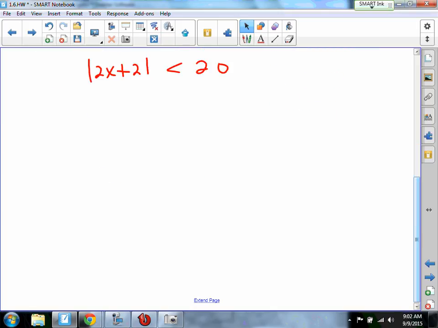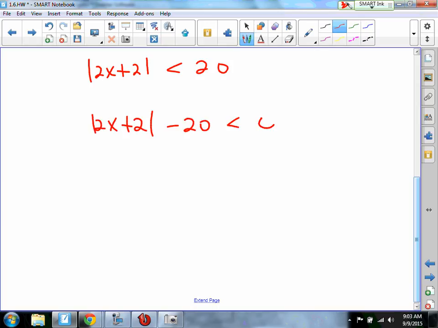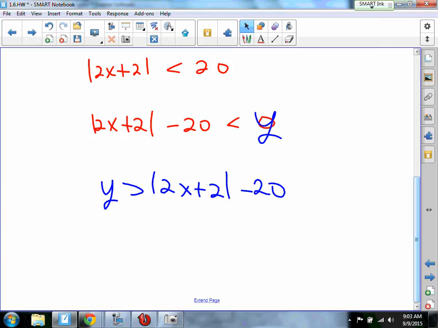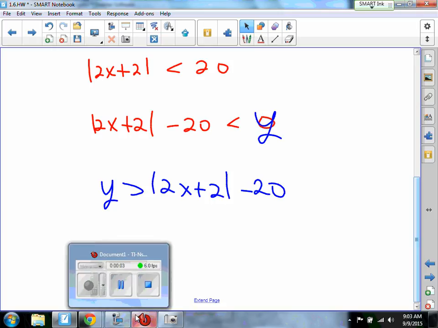It was awesome. So if I made this a function, I'd have the absolute value of 2x plus 2 minus 20 is less than 0. And I would replace 0 with a y, so I'd have y is greater than the absolute value of 2x plus 2 minus 20. So I'm going to go ahead and graph that. Watch what happens when I graph that.